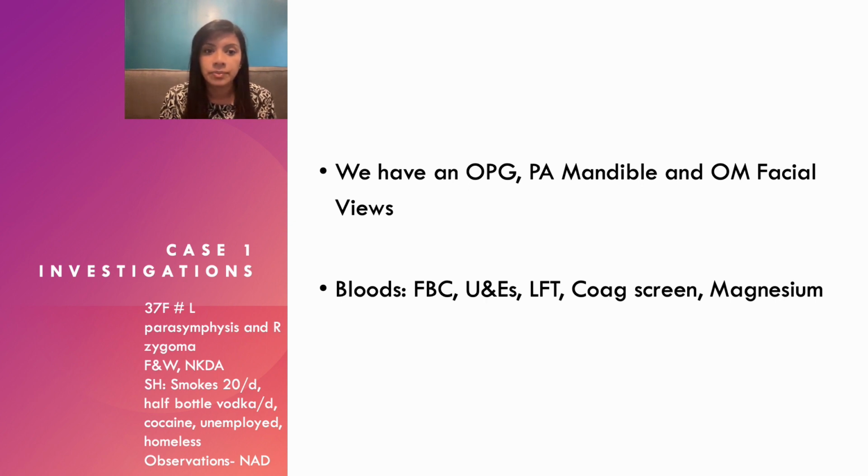So for this patient, because she drinks quite a lot, we want to get an FBC and U&E, which we would take for any patient. We also want to get some liver function tests to assess her liver function, because if her liver function is off because she drinks quite a lot, we may need to adjust some of the medication doses. We also want to take a coagulation screen. Again, her liver might not be producing the clotting factors as it should be, so she might be at higher risk of bleeding. So we want to check that.